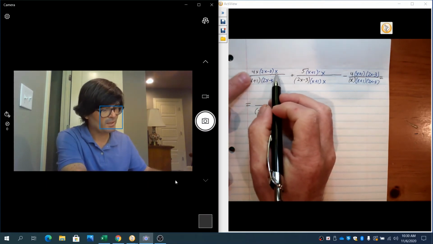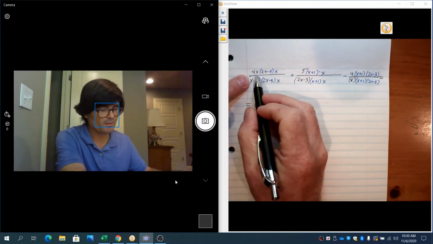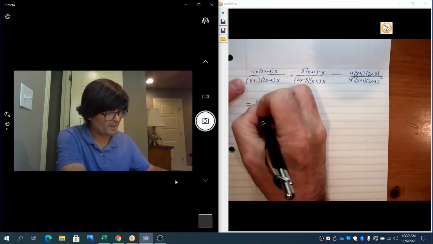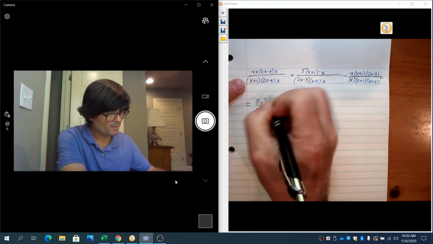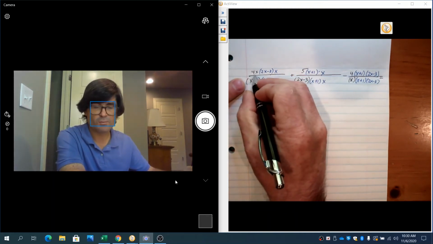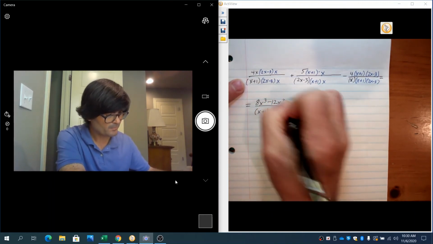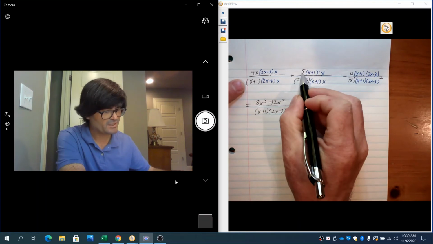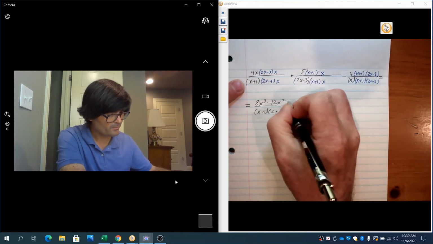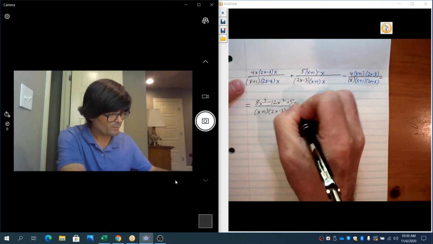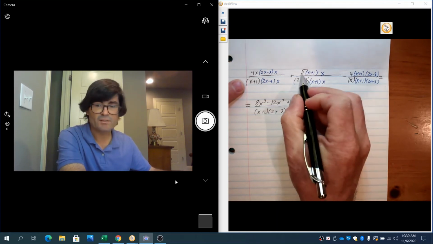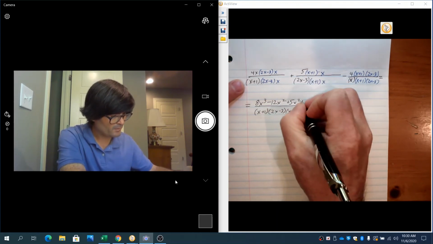On top, notice we're going to have x times 4x is 4x squared. Multiply that times 2x and you get 8x cubed. x times 4x is 4x squared times minus 3 is minus 12x squared. 5 times x is 5x times x, 5x squared. x times 5 is 5x times 1, 5x.